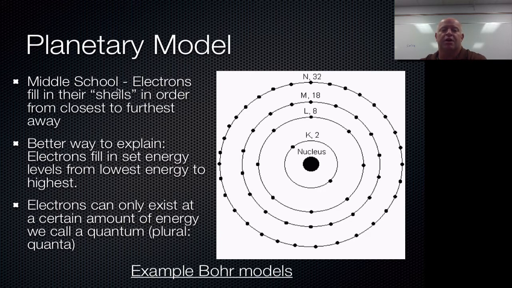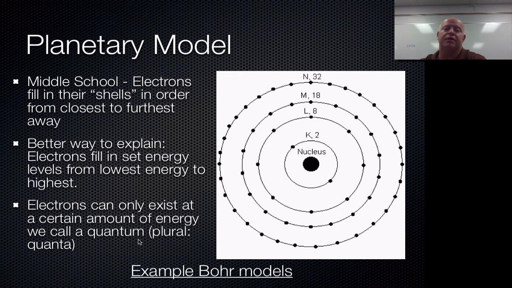So no shells. A better way to explain this is that electrons work on set energy levels. The shells we really should think about as a set amount of energy, or a certain quanta of energy. Electrons always fill from the lowest energy level to the highest energy level, so the first electron fills the first energy level, then the second, third, fourth energy levels, and so forth. We say that electrons only exist at certain amounts of energy. In the planetary model, this is not something exclusive to the quantum model.